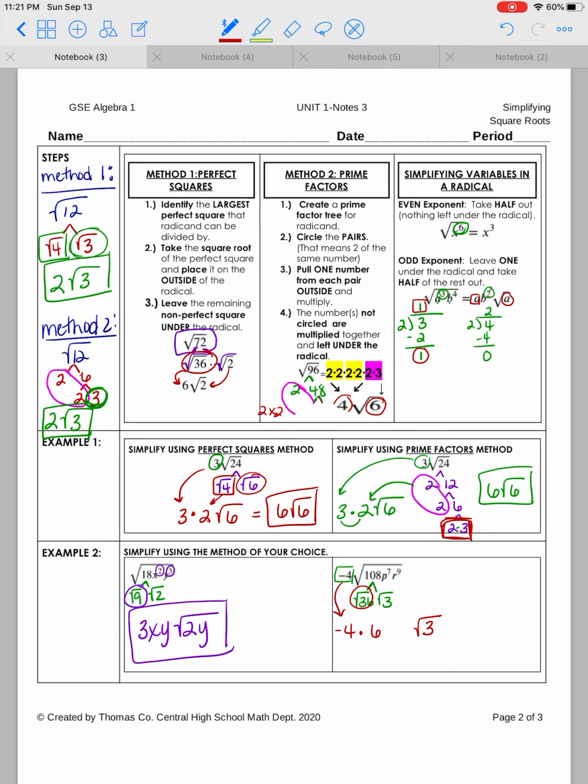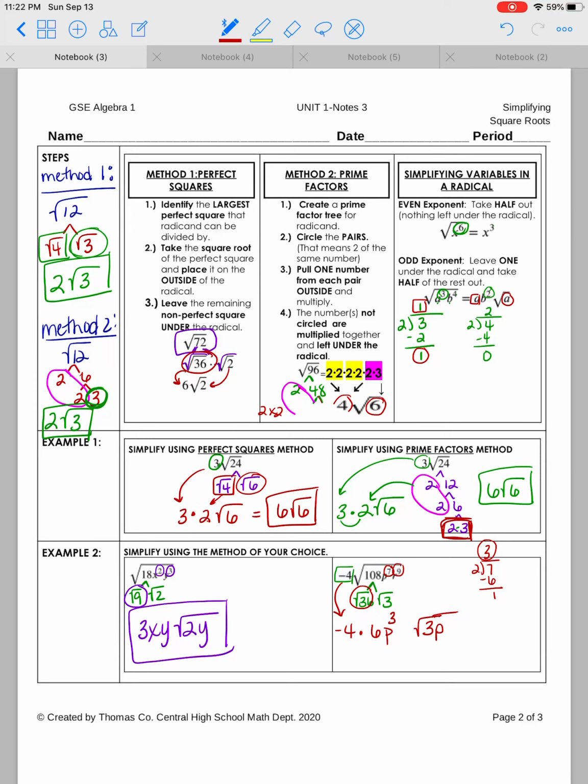Now I'm going to leave some room because I'm going to do my variables. P to the 7th is odd, which means I'm going to have some p's left under the radical. But 2 goes into 7 how many times fully? 2 goes into 7 3 times, that's 6. So p to the third is going to come out. And 7 minus 6 gives me 1, so there's a p left up under the radical.